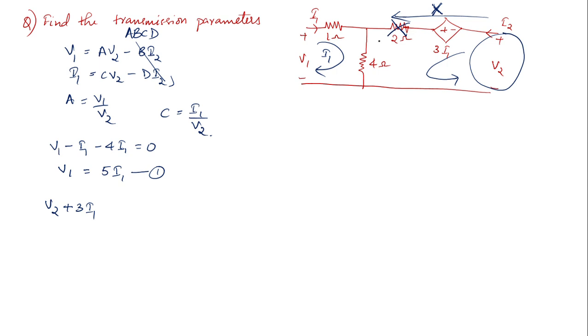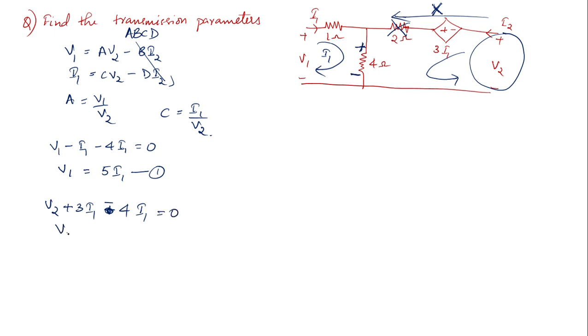The drop is 0. Then you have 4 ohms. What is the current flowing through the 4 ohms? It is I1, right? And the polarity is like this, so you have to take the minus sign. Why did I take the minus sign? Because I know the current I1 is flowing like this, so the polarity across the 4 ohm will be plus and minus. You have to consider the polarities. You are going downwards, it will be from plus to minus. So it is minus 4I1 is equal to 0.